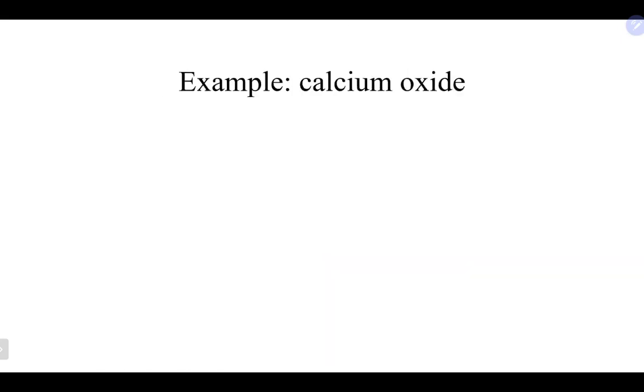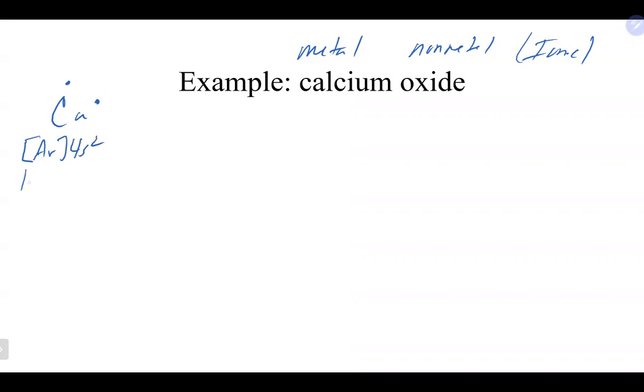If we look at calcium and oxygen, or our calcium oxide here, this is a metal, this is a non-metal. So once again, I know this is going to be ionic. If I look at calcium, which is group number 2, my calcium has 2 valence electrons with an electron configuration of argon 4s2, or 1s2, 2s2, 2p6, 3s2, 3p6, 4s2.